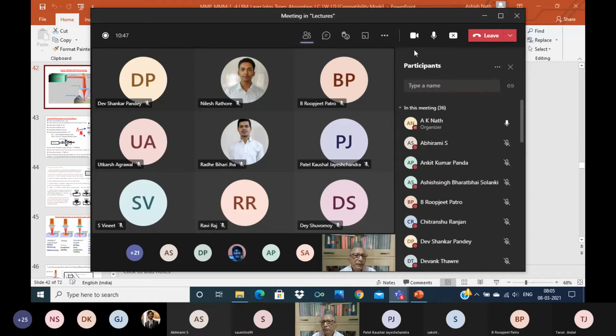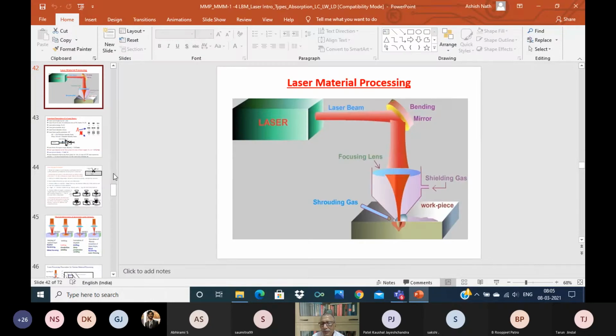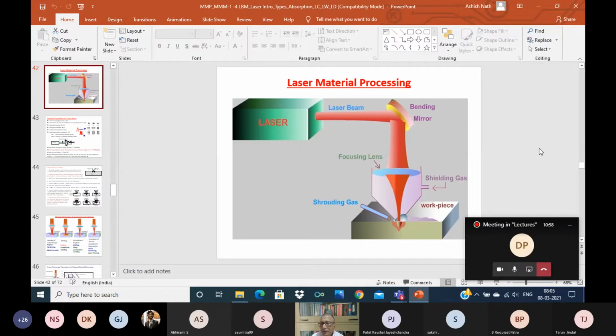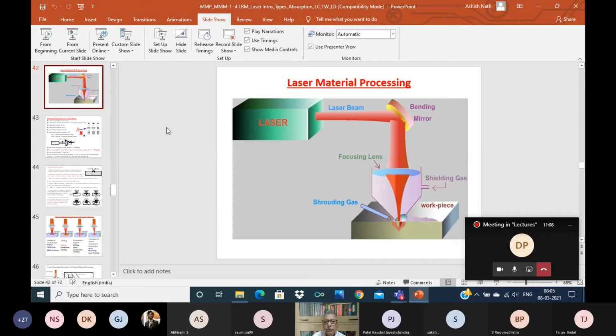The slide which I'm now going to project regarding this. Are you able to see this slide which is on the screen? Yes, sir. That is the laser material processing slide, first slide. Okay, very good. So now I go through this slide, and from here I can also do the recording.